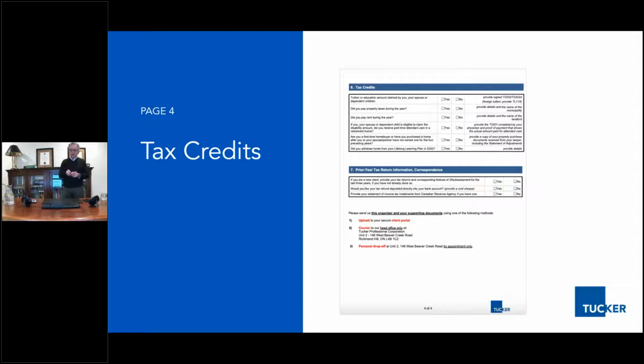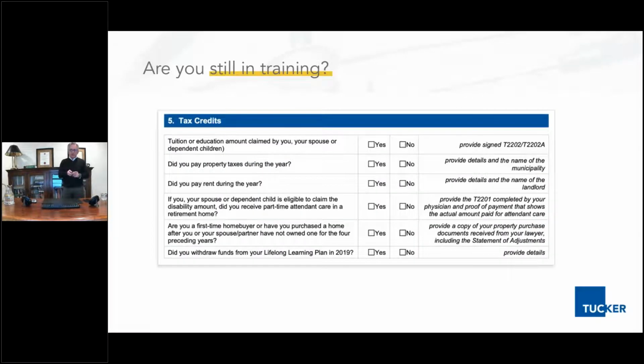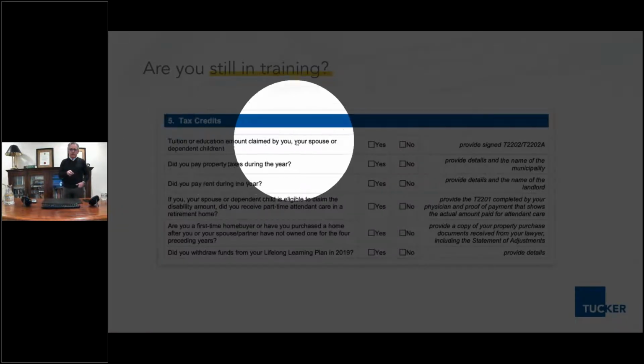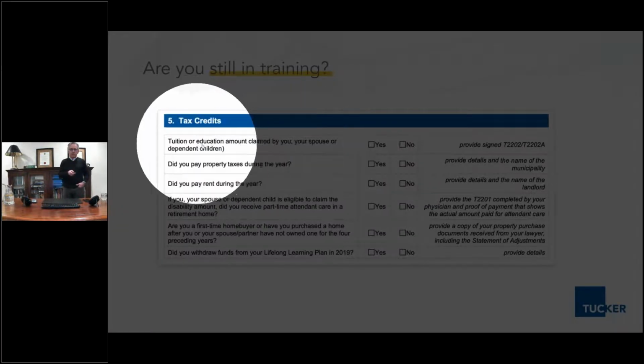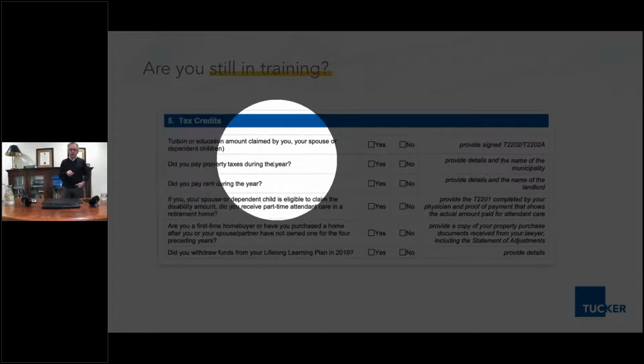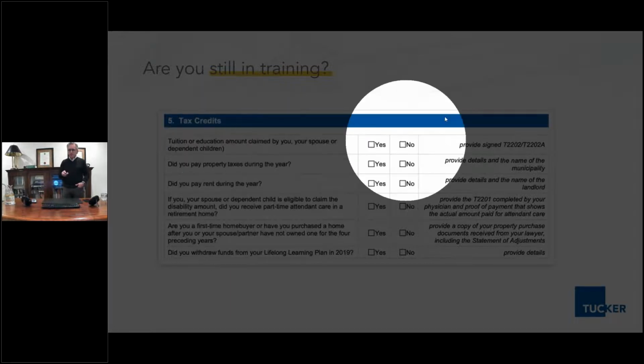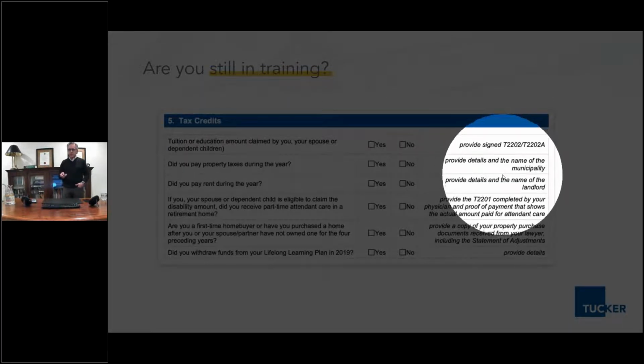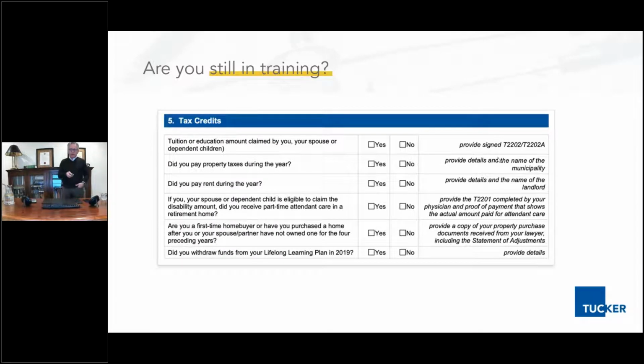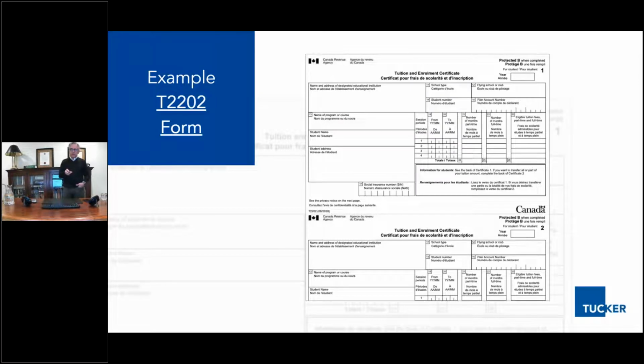Tax credits. Here are some of the more common tax credits: tuition and education amounts claimed by you, your spouse, or dependent children. Property tax paid during the year. If you've got these types of items on this side, these are the types of forms or the information that is needed. Now, common tuition and education. If you had university tuition slips, keep track of those. If you wrote professional level entrance exams or qualifying exams, keep those. Those are tuition and education related.